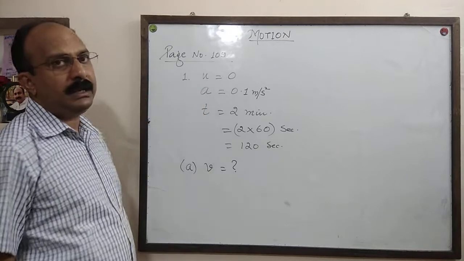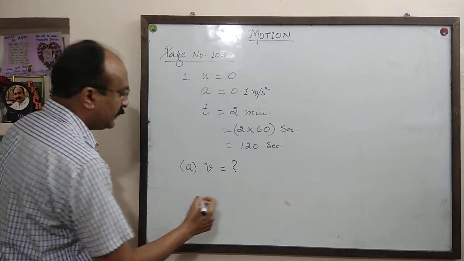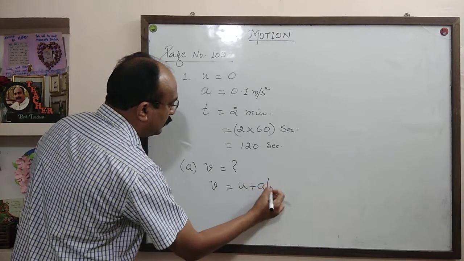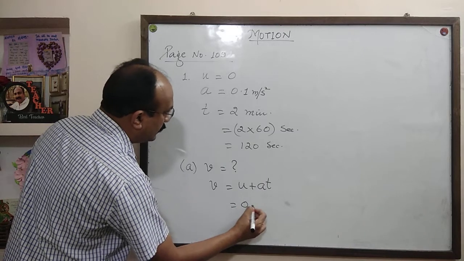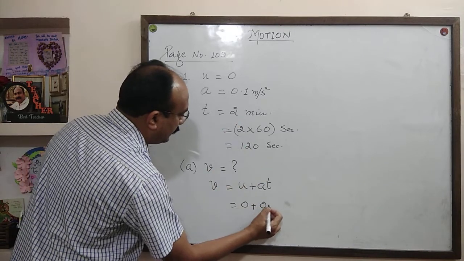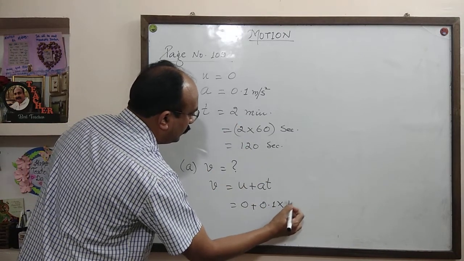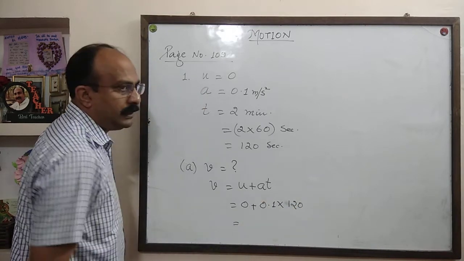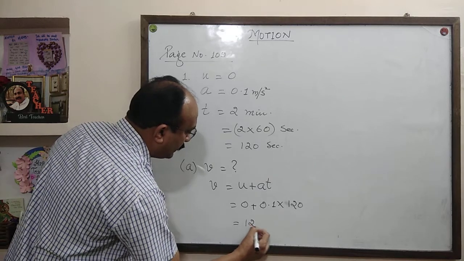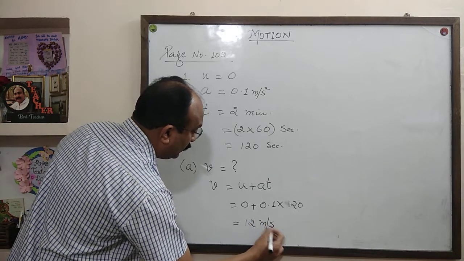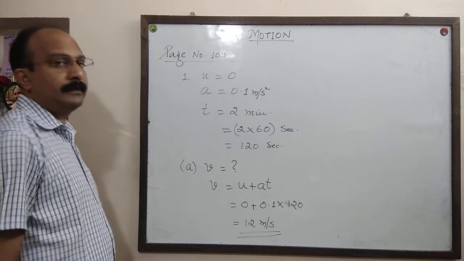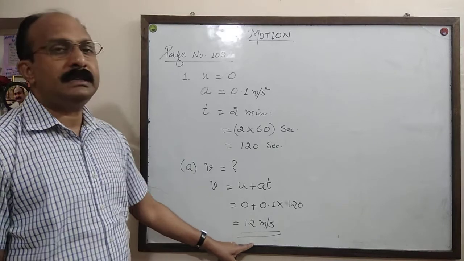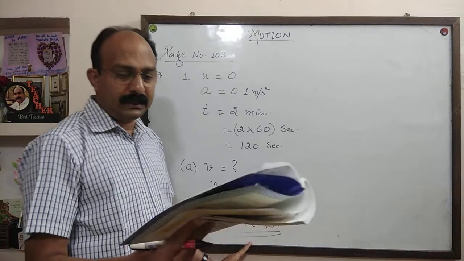U, A, T, V. Once again, first equation of motion. Using first equation of motion, V is equal to U plus AT is equal to 0 plus 0.1 into 120. 120 into 0.1, that is 12. So the answer is 12 meter per second. The speed acquired means final velocity V, and we got the answer V is equal to 12 meter per second.